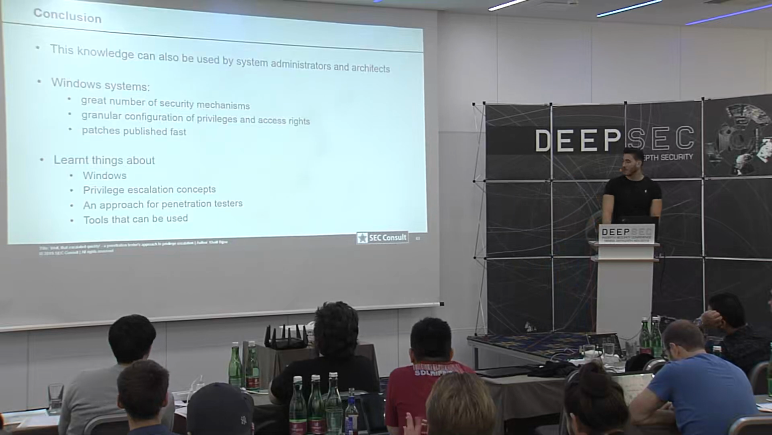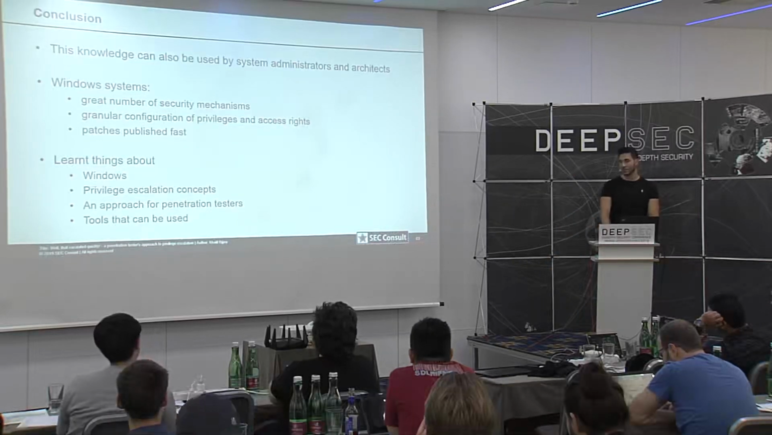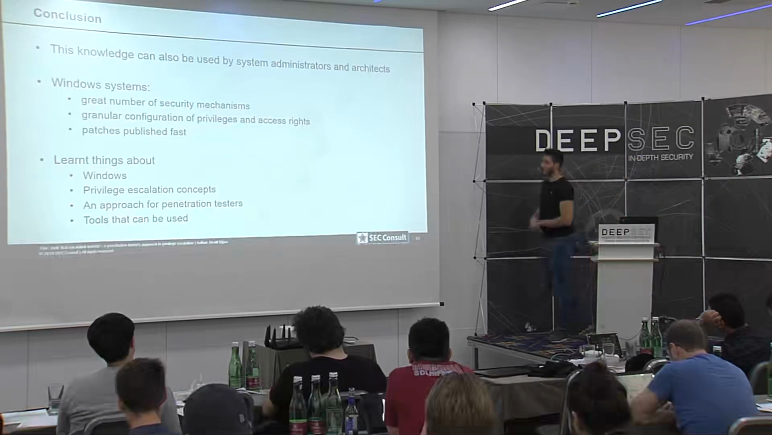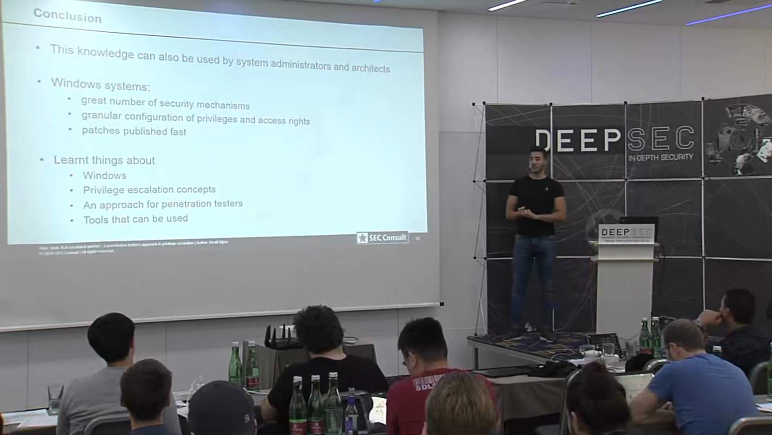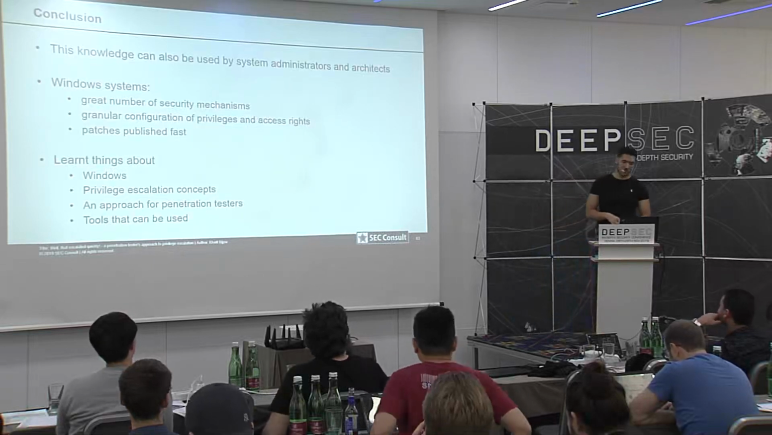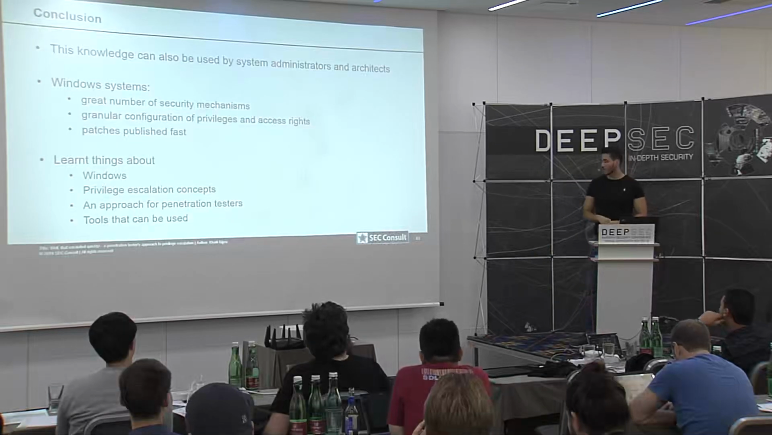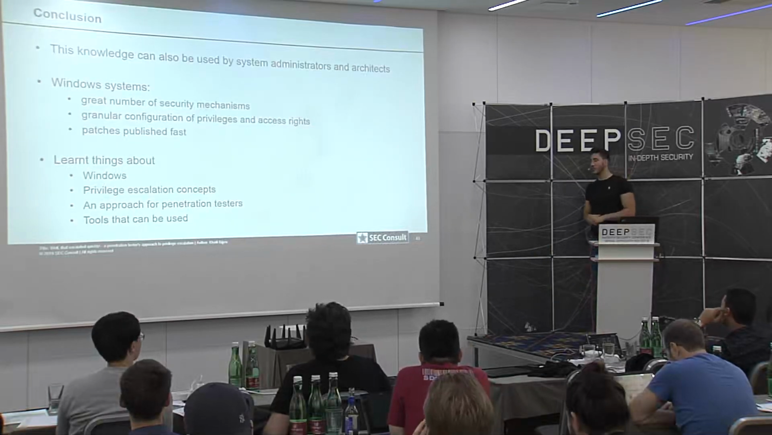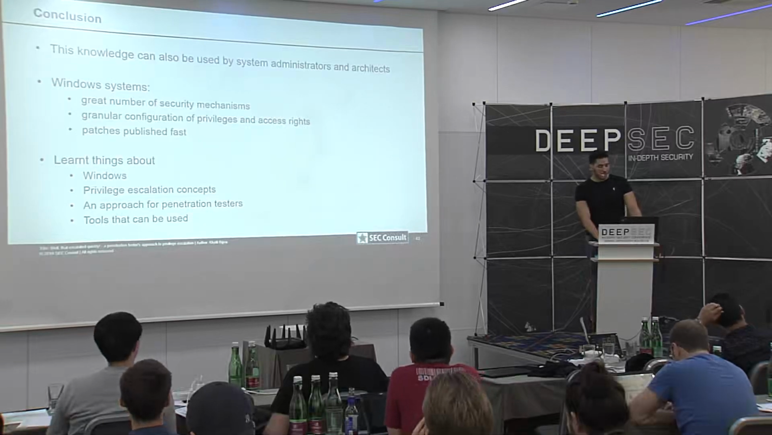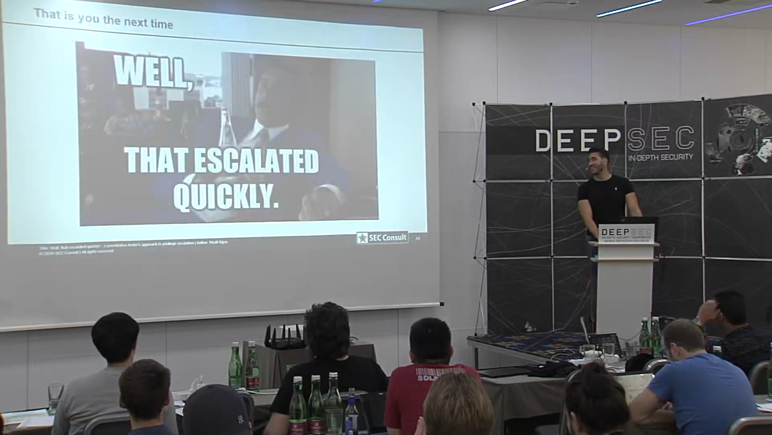Also, what I think is that Microsoft does a good job in patching vulnerabilities in a timely fashion. Yes, there are some examples where, for example, the Google Project Zero had to publish some vulnerabilities because Microsoft did not patch them, but I think these were merely some cases. So hopefully you have learned things about Windows, about privilege escalation concepts. You've got to know an approach for penetration testers, so that the next time you're doing an assessment, you will say, well, that escalated quickly.